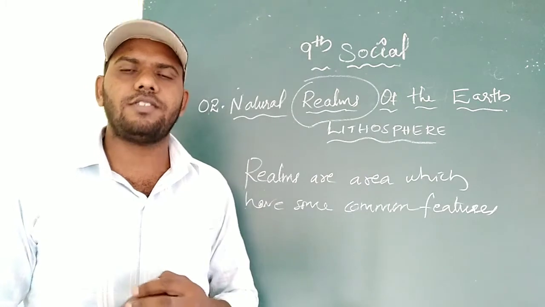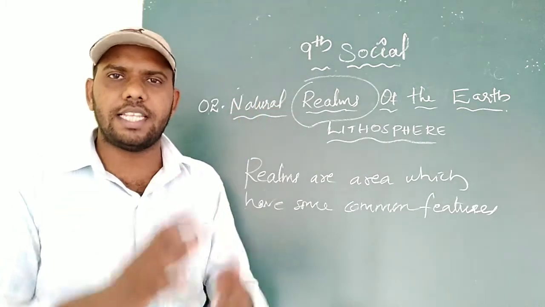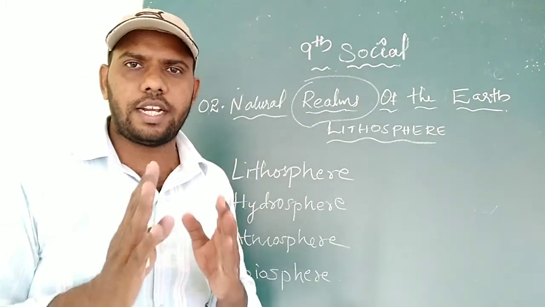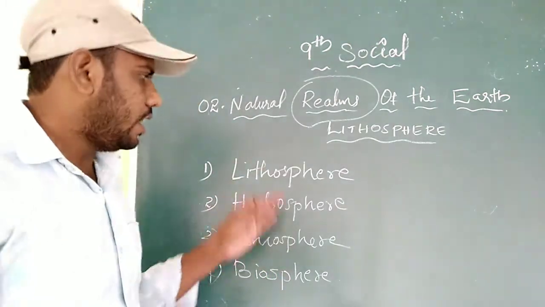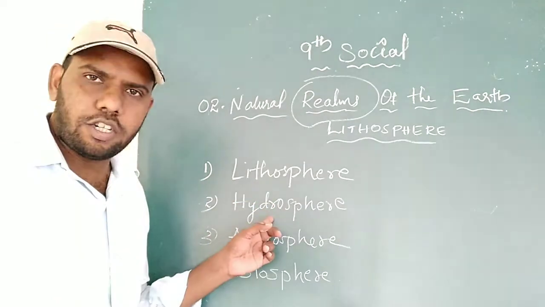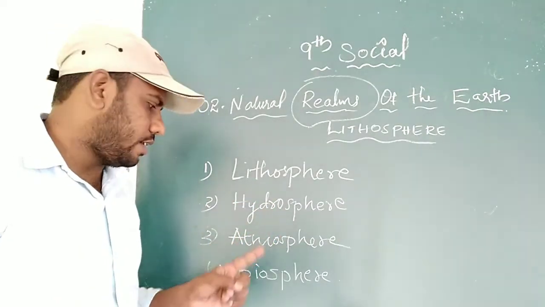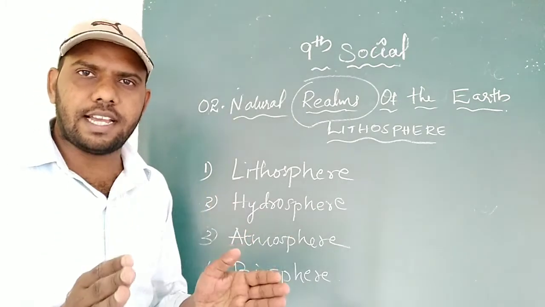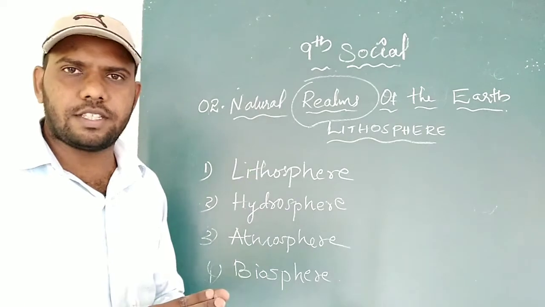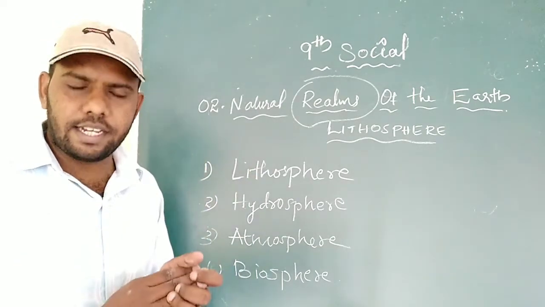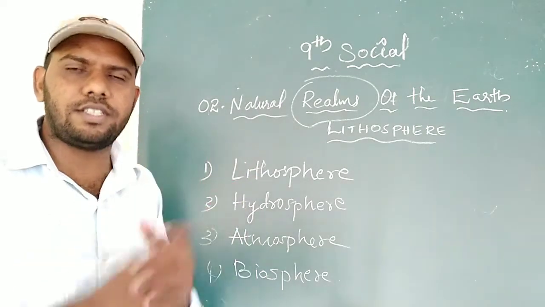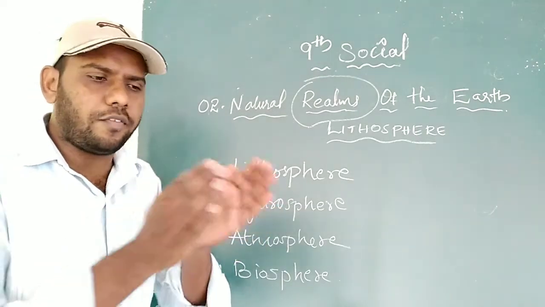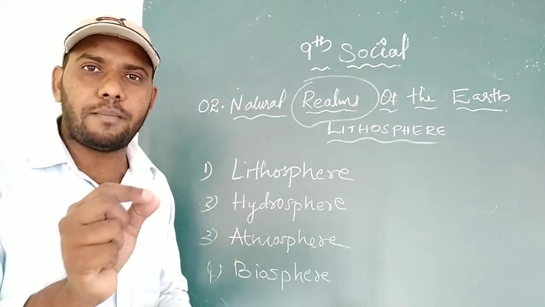So first we will understand the natural realms of the earth, which are the divisions. Okay, children, let's look. Mainly there are four realms of the earth. They are lithosphere, hydrosphere, atmosphere, and biosphere. As I already said, realms are areas which have some common features. So the earth scientists, those who study the earth, thought we should arrange groups of areas which have some common features.